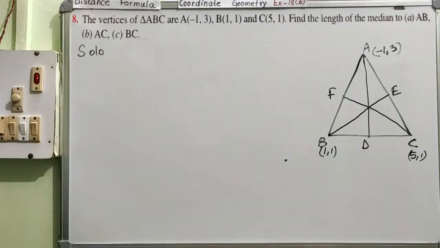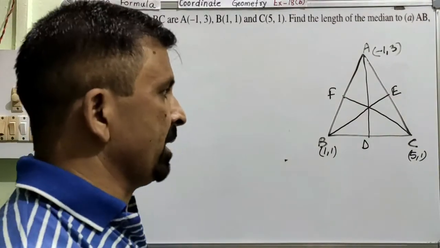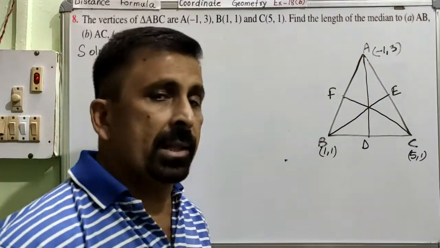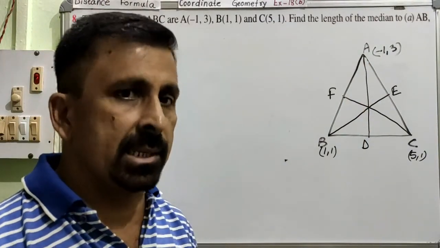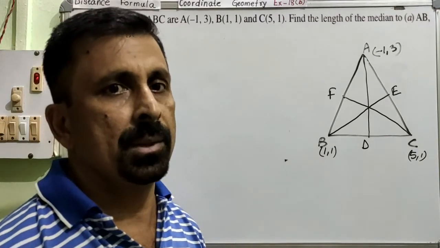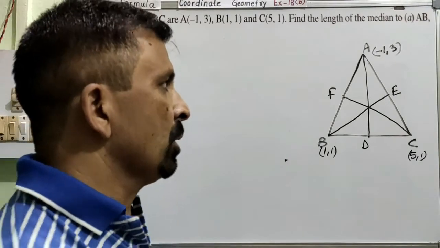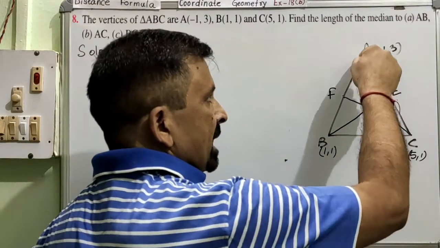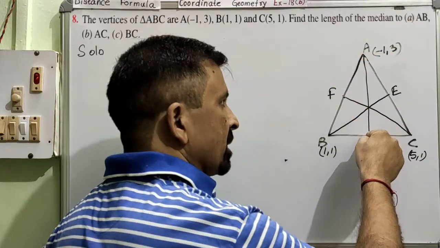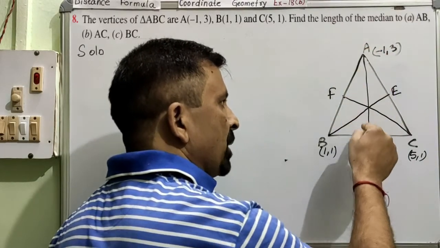So now, how can we do this? We have to find the length of the median. Now look here. To find the length of the median, length means distance. To find the length of the median, you obviously have to use the distance formula. Now, the question says to find the length of this AD, right? So this distance can be calculated only when we have the coordinates of these two endpoints.